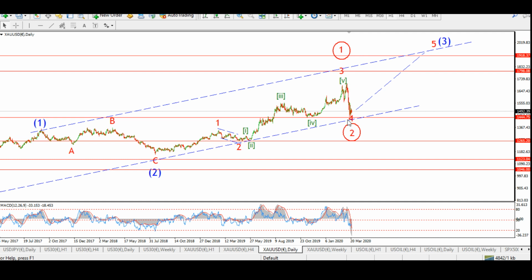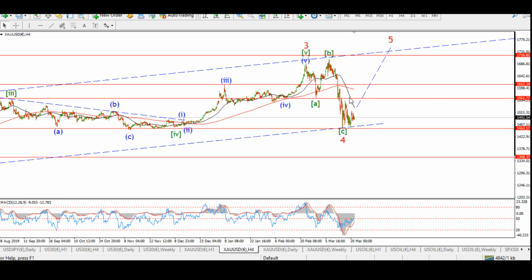I think it's a three-wave pattern. If it's a second wave, then we should expect an even larger rally in wave 3. If it's a fourth wave, we should be expecting a rally back above 1900 to complete wave 5. Let's get into the 4-hour chart here.